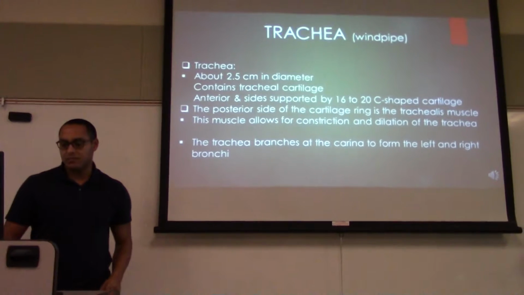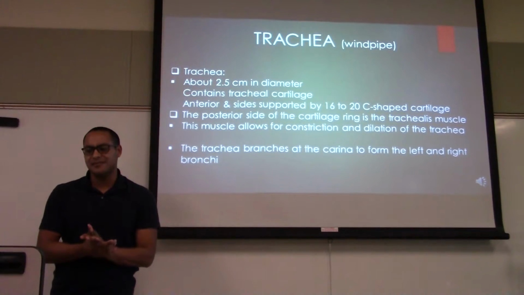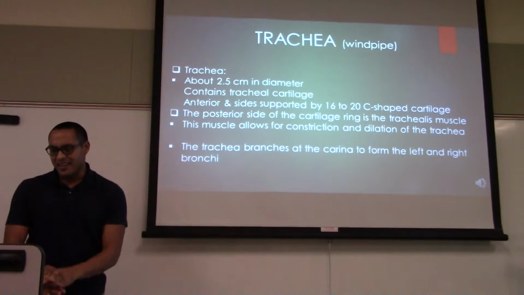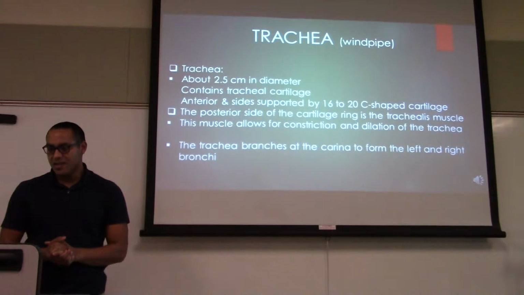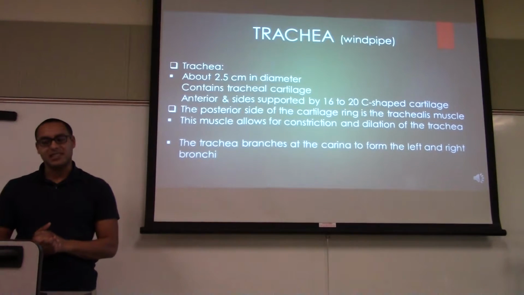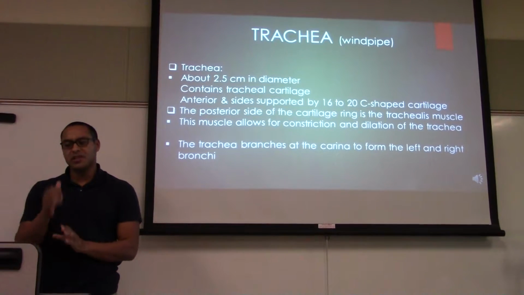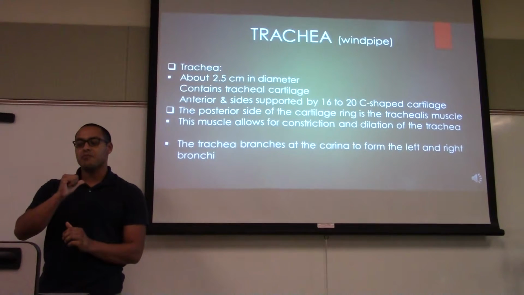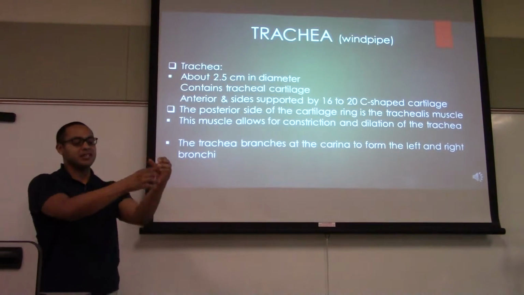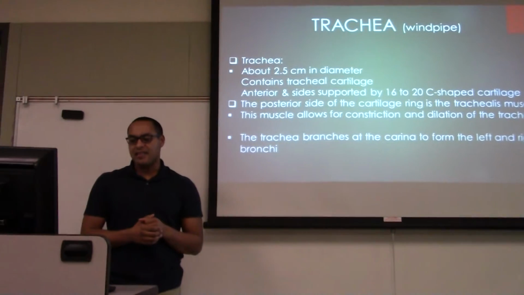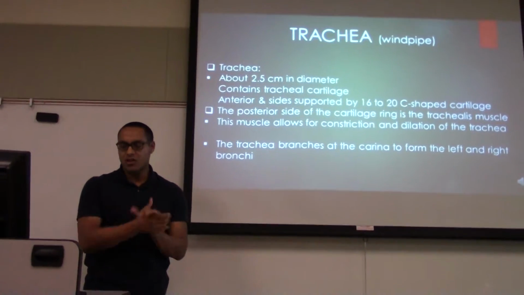So now, more on the trachea. It's about 2.5 centimeters in diameter. It contains tracheal cartilage, and the rings on it. It's about 16 to 20 cartilage rings, and the posterior side of the cartilage ring is a tracheal muscle. So behind the trachea is actual muscle there, and that muscle allows constriction and dilation of the trachea.